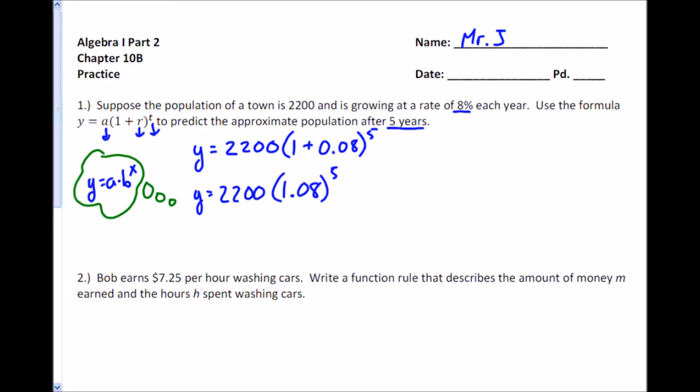But regardless, we're just going to plug this into our calculator and make sure you use order of operations here. You want to raise that 1.08 to the 5th power first and then multiply it by the 2,200. And it looks like the population is approximately 3,233, where we're going to round that up to the nearest person. Okay?